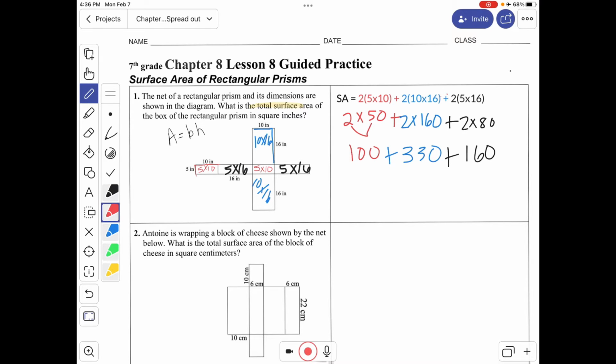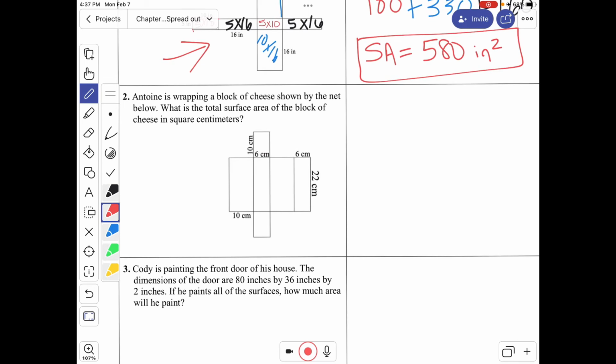Then we can add them all up. And I know that you probably could have just added them from the picture, but I need you to start seeing a pattern because they do take the picture away sometimes. So if you add all those up, surface area equals 580 inches squared. Let's try another one like that.